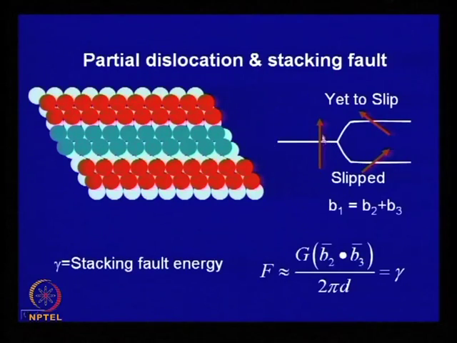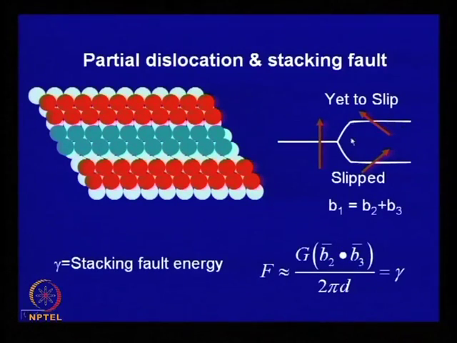So, this is a perfect dislocation. In this part the stacking sequence is not disturbed, whereas here the stacking sequence is disturbed. Only in this part there is a disturbance in the stacking sequence. Now, this type of fault, where the stacking sequence is different, is called a stacking fault. This fault exists over a particular area, so it is two dimensional.